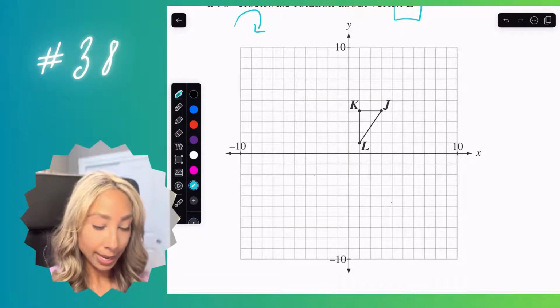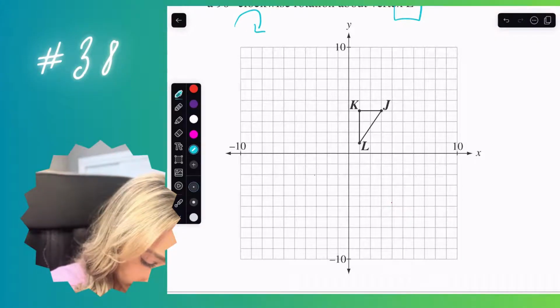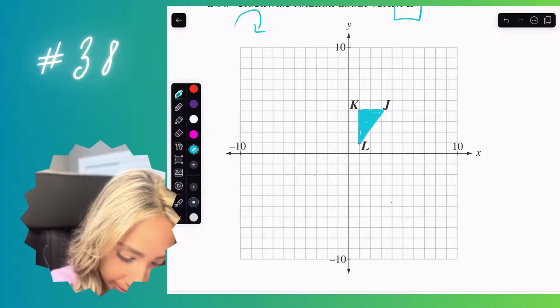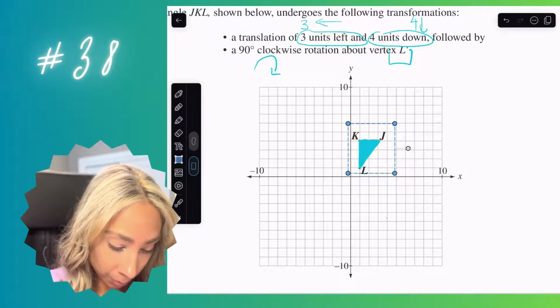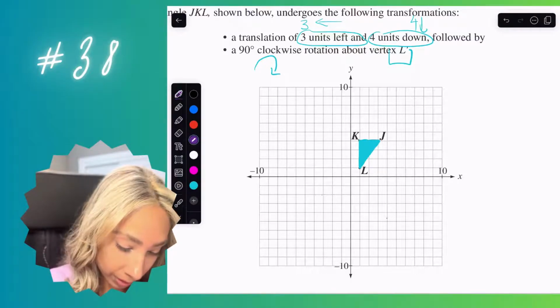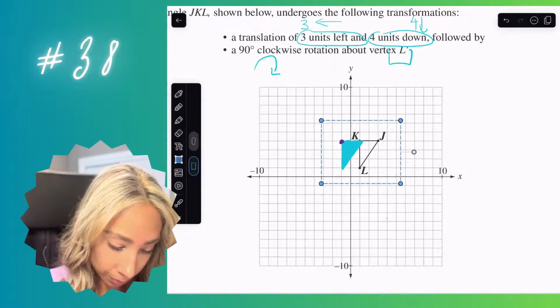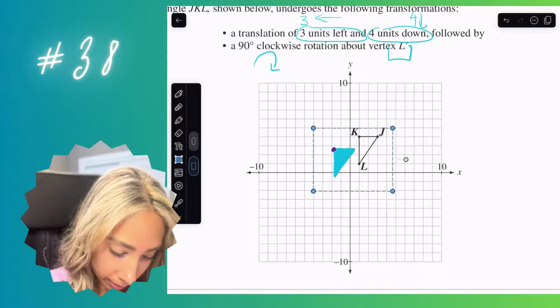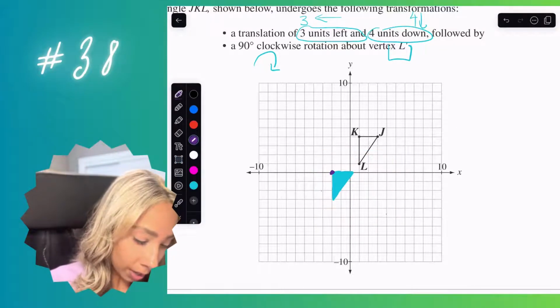The first thing I'm going to do is trace the triangle, and then we're going to move it based on those instructions. I'm just going to color it in to keep it nice and clear. So we're going to move it 3 to the left. I'll keep my eye focused on point K, and move that 3 to the left. 1, 2, 3, and then we have to move it 4 units down. 1, 2, 3, 4. Now we need to rotate it on point L.